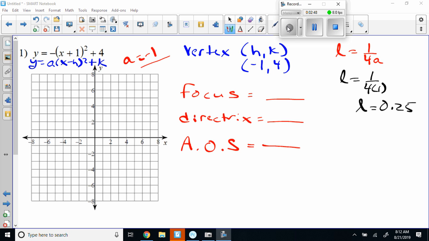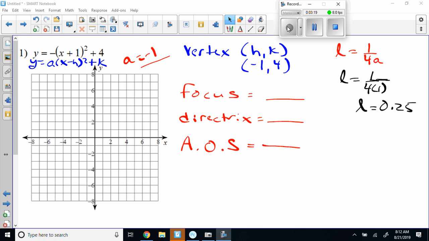Okay, look at my steps. I got L equals 1 over 4a, L equals 1 over 4 times 1, right? And then you got to evaluate that on the calculator. We brought the calculator up yesterday so that we looked at how to type it in, because you can type it in and think you're typing it in correctly and make a mistake.